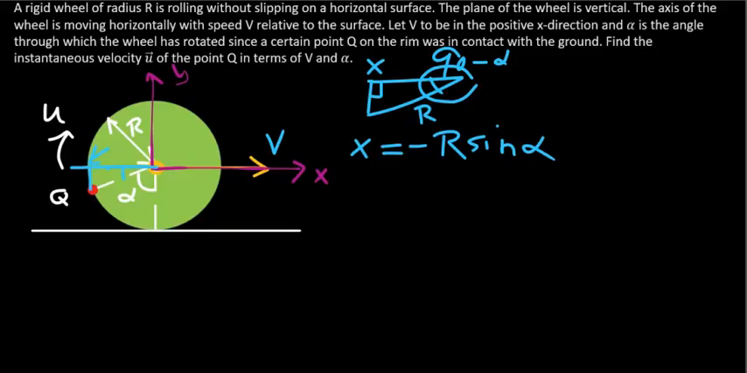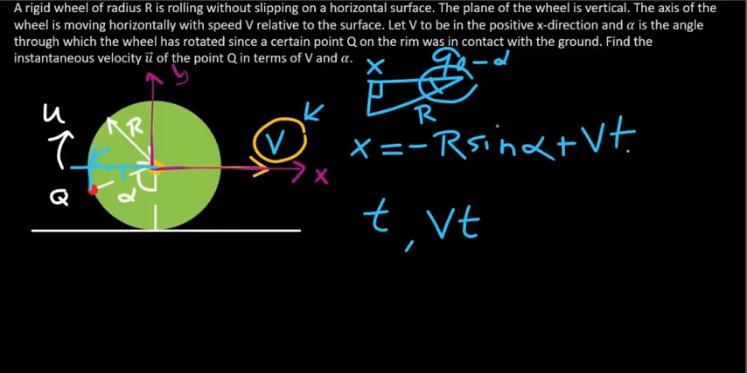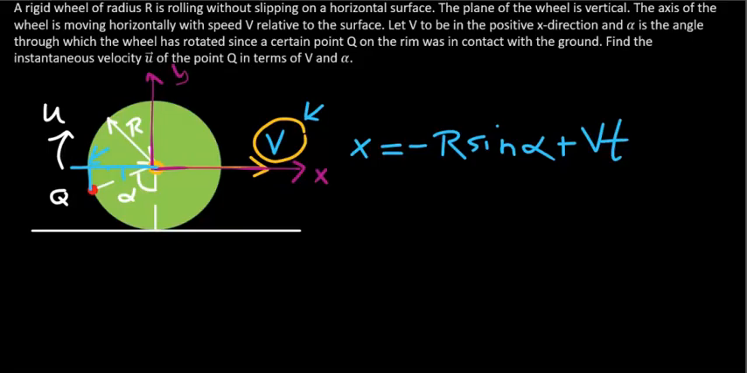Do not forget that this wheel is rolling rightward. So the x-coordinate must include a translational term that takes into account the displacement along the x direction due to that rolling motion. And in time t, the rigid wheel would have moved translationally a distance of v times t to the right. So we have to add this term there in order to get a full description of the x-coordinate of that point Q.